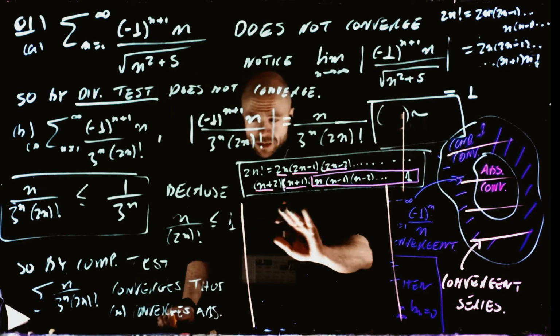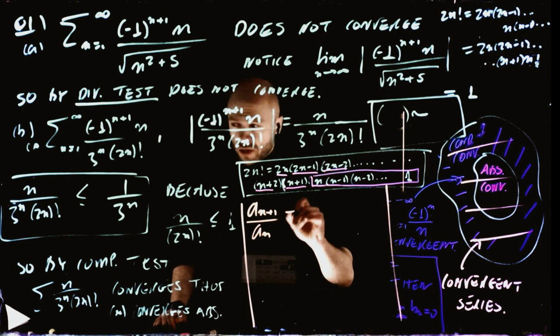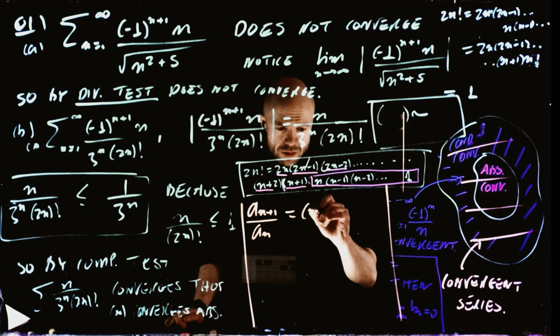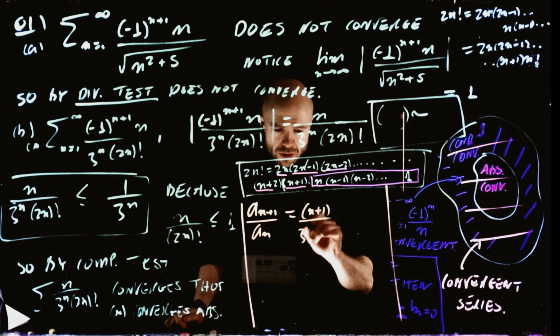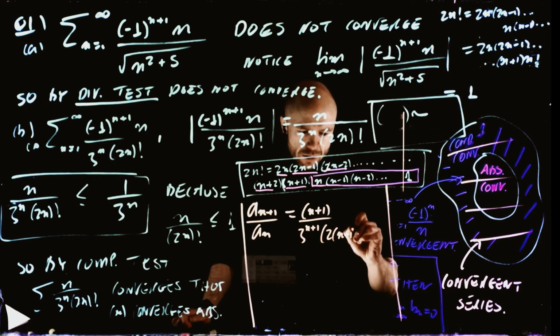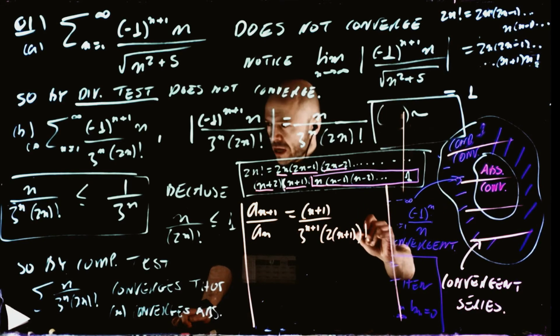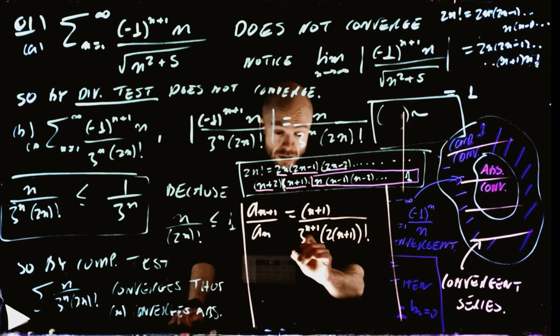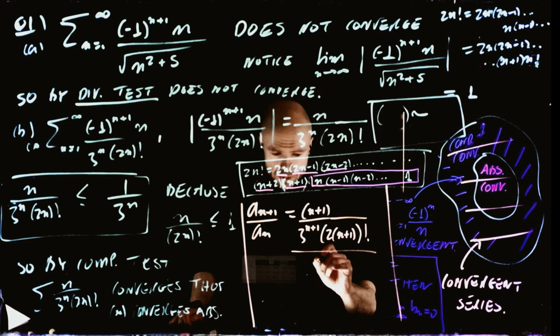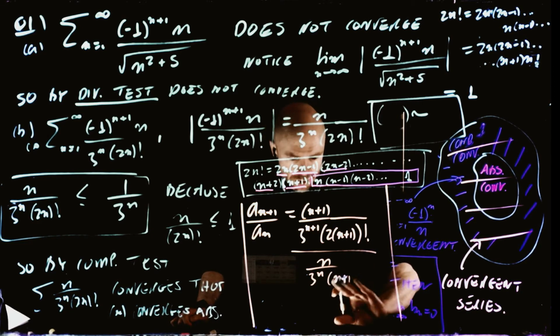So if we do the ratio test, if we do a n plus 1 over a n, what do we have? We have a n plus 1 over 3 to the n plus 1 times 2n plus 1 factorial, like this, over n over 3 to the n times 2n factorial.